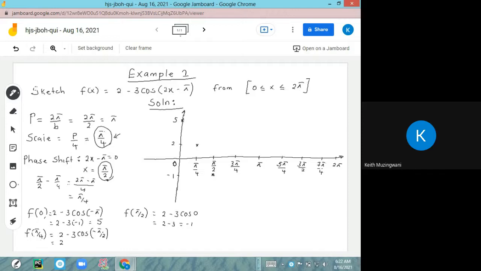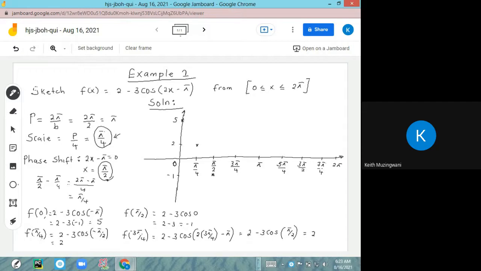So at this point, let's get one more. So let's get 3 pi over 4. We are going to have 2 minus 3 cosine 2 by 3 pi over 4 minus pi. What we obtain here is 2 minus 3 cosine of 3 pi over 2 minus pi, and that is pi over 2. Now pi over 2 is 90, and cos 90 is 0, so we get 2.